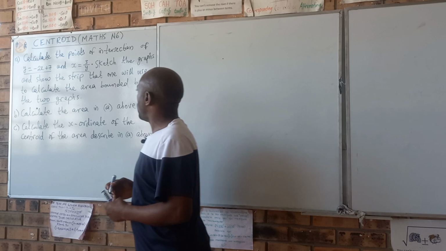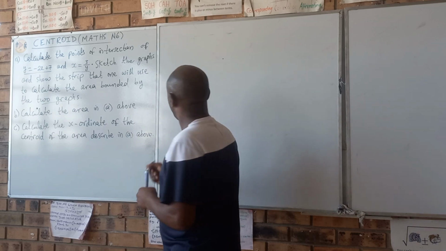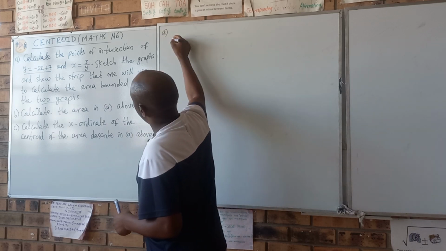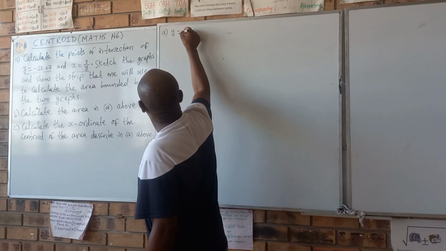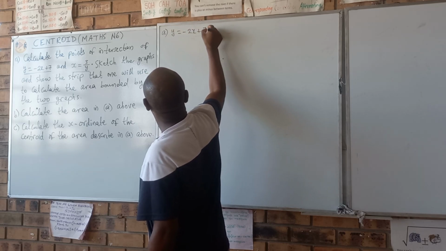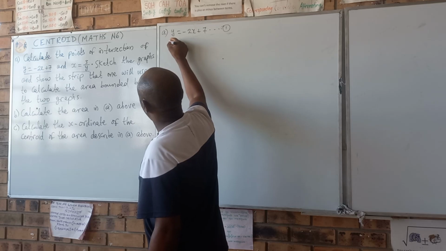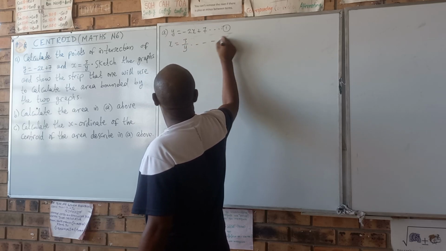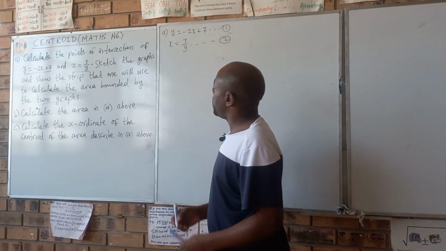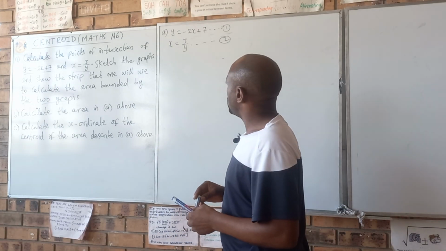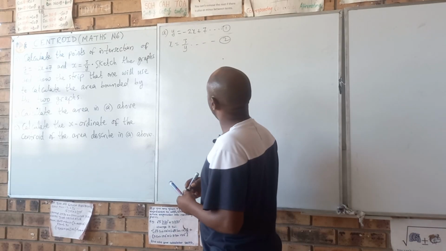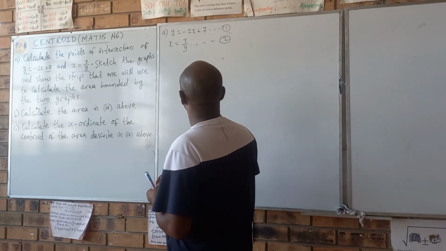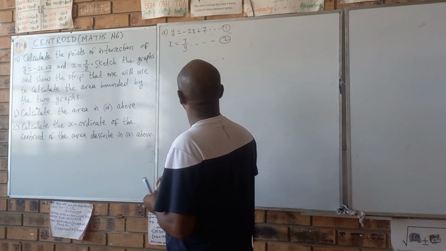So our story is all about two graphs. So let's go to the A part. So in the A part, graph number 1 is y equal to negative 2x plus 7. Graph number 2 is x equal to 3 on y. So to calculate point of intersection, all we need is substitute one graph into the other one. So we'll try to do that.